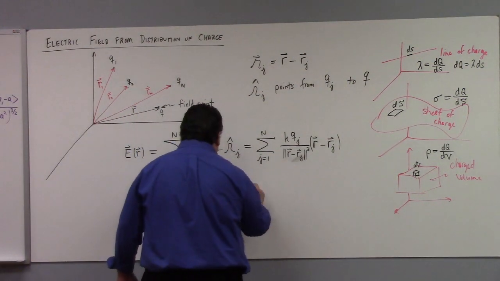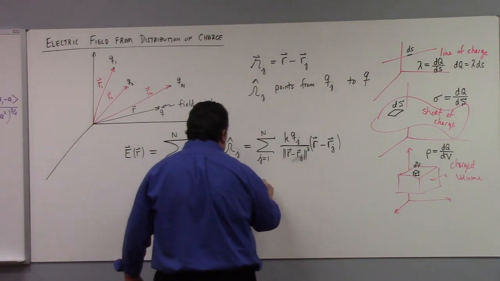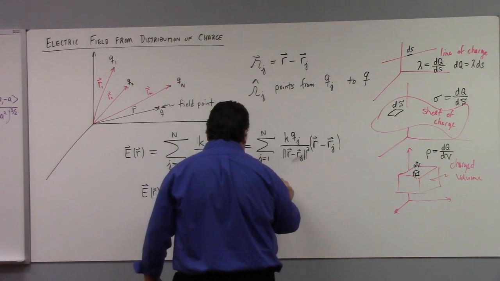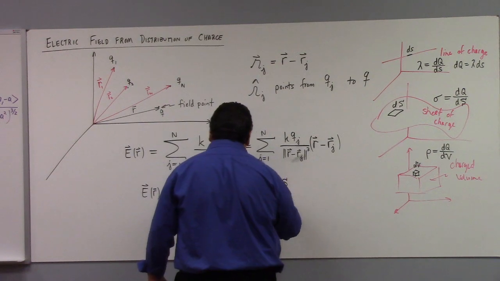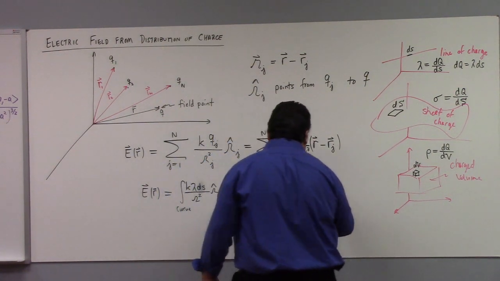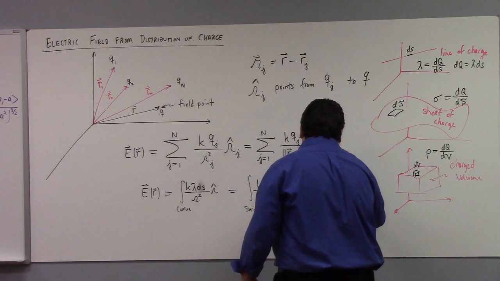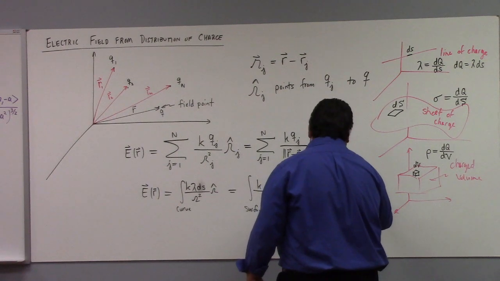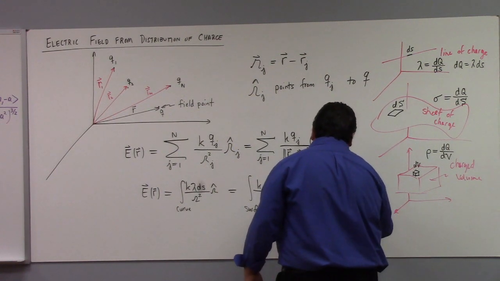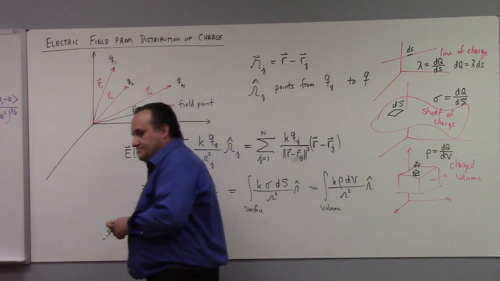Or, over a surface, you integrate k times the surface density times the surface area element ds divided by script r squared times r hat. Or, if it's a volume charge, you integrate over the volume of k rho dv over r squared r hat. All right?